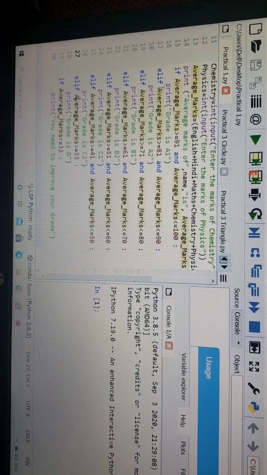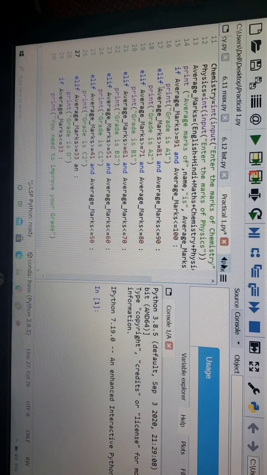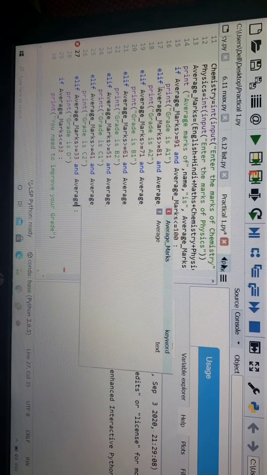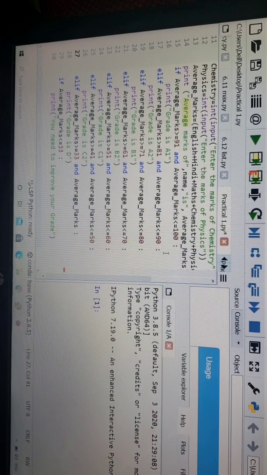Here I think we can add one more condition, that is and average marks less than or equal to 40.